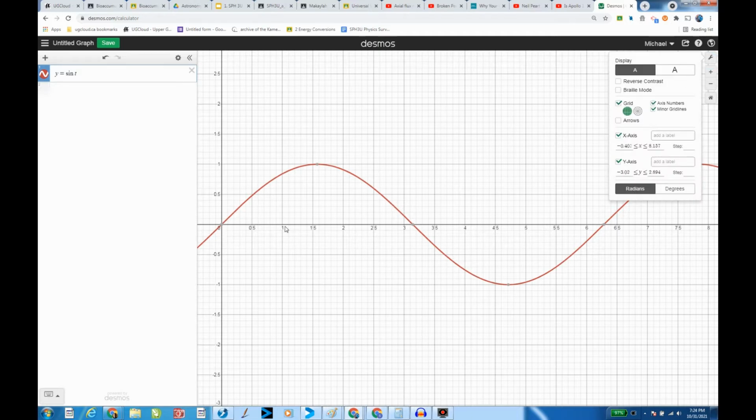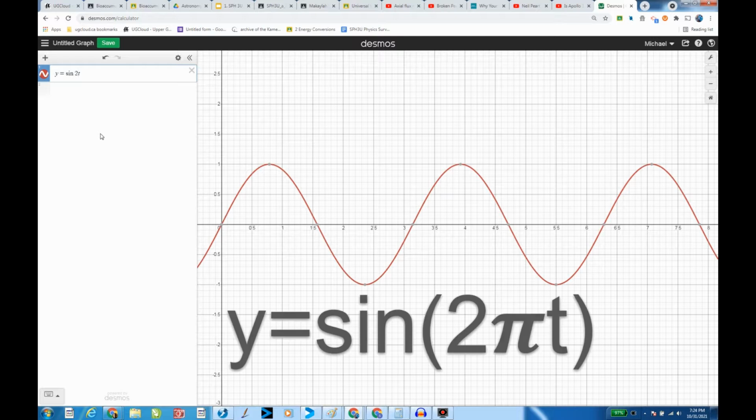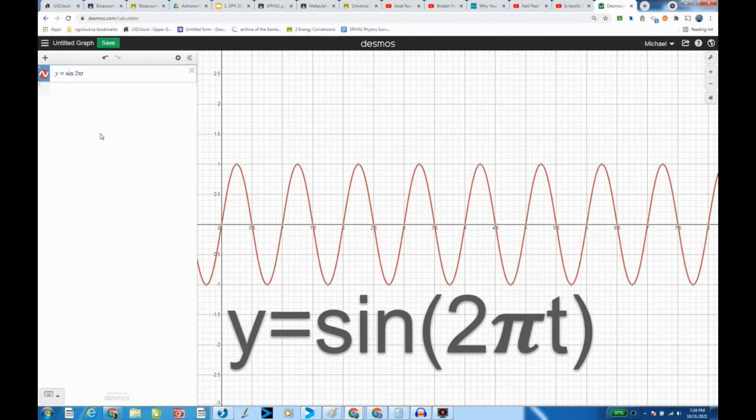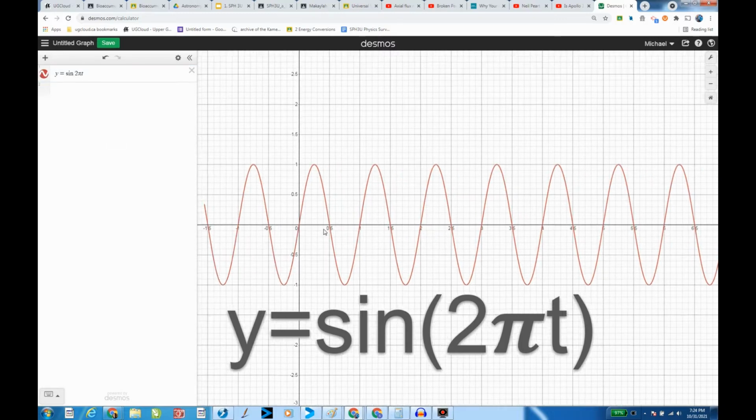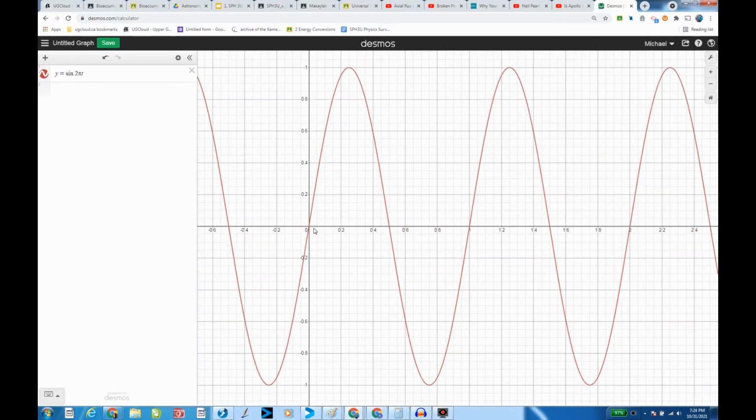I want to force the wave to complete itself in 1 unit. So to do that, in front of the t, we'll just put in 2 pi. Just type in the letters p and i. And now the wave has completed itself in 1 unit. When t equals 1, sine will have 2 pi. That's the same as 360 degrees. But all that matters now is we have a wave completed in 1 unit at a time, which we can call seconds.